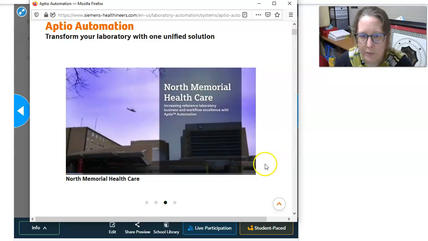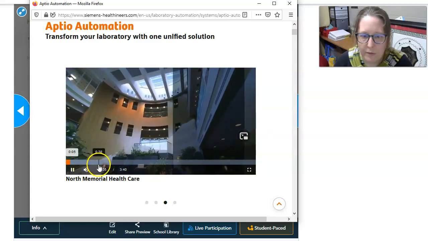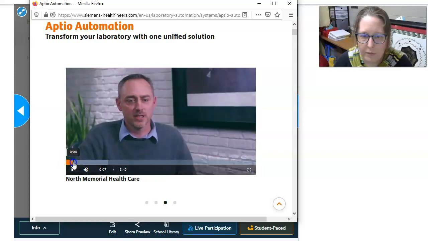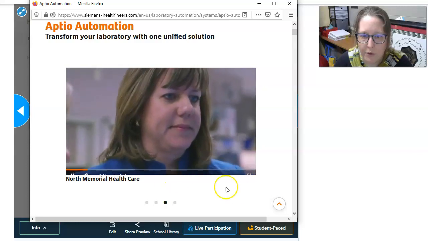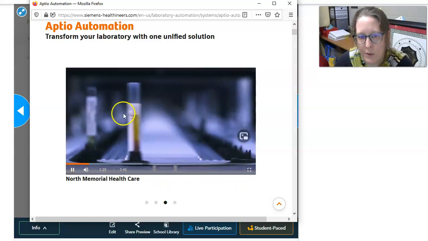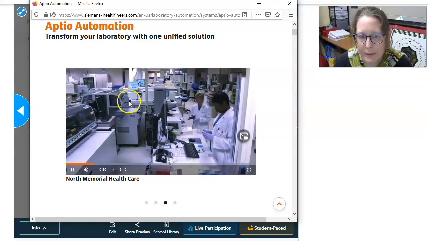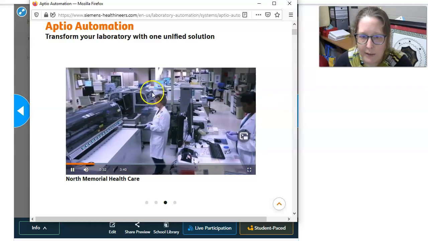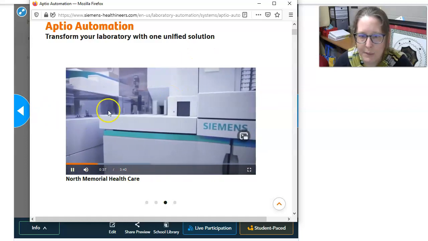Here's another one. North Memorial Healthcare has many different parts of the reference laboratories. I'm going to try to fast forward it. Okay, here we go. We can see it moving through a little bit. So you can see how it moves through the system with barcodes. And all the analyzers are linked to that system, and the specimens are moving back and forth.